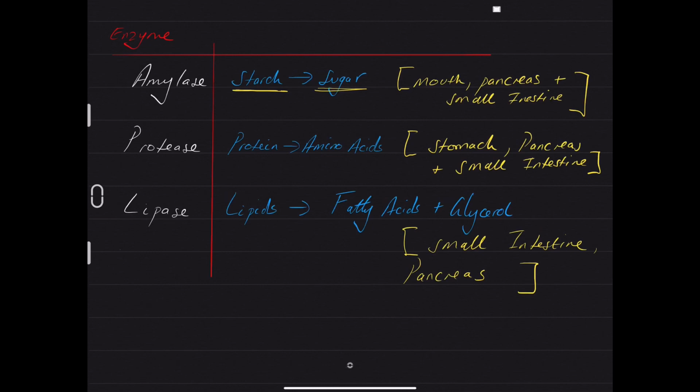So can you just take a note of the enzyme name, the substrate it works on, the products formed, and the location of each of these enzymes, i.e. where they are produced and secreted from.